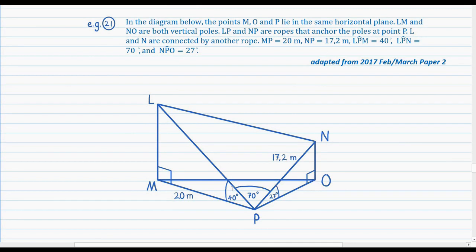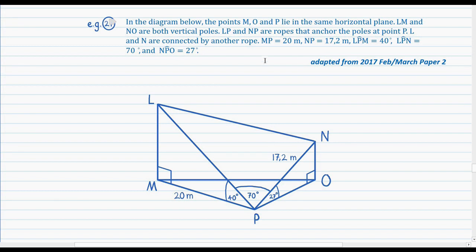So you can just think of this as the ground level, meaning MOP, and then LM and NO are two poles that have been set up in the ground. Then it says that LP and NP are ropes that anchor the poles at the point P. And then L and N, which are the top parts of the two poles, are connected by another rope. So that's the basic setup.